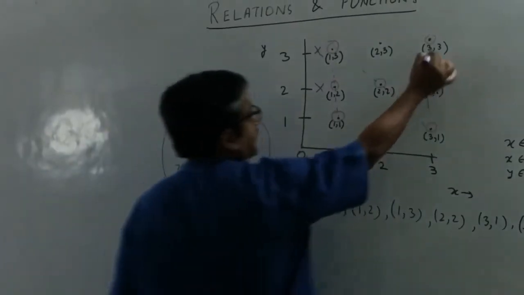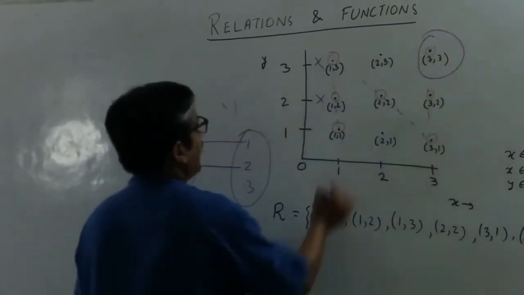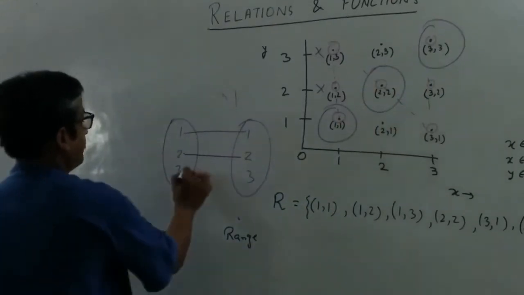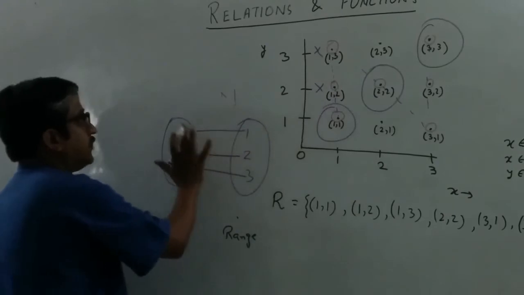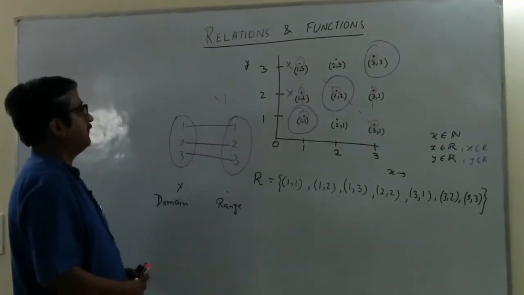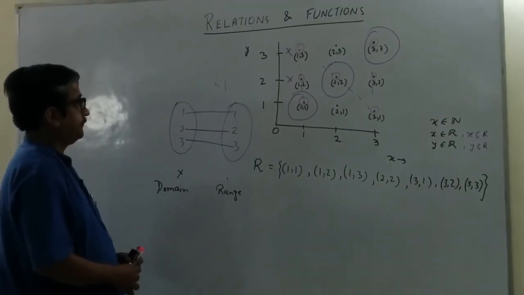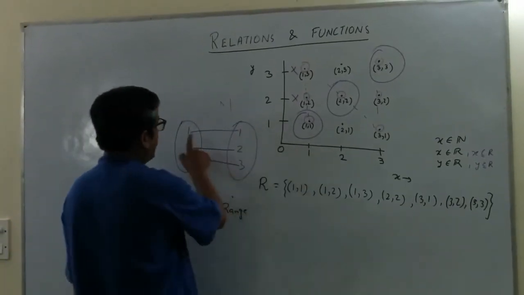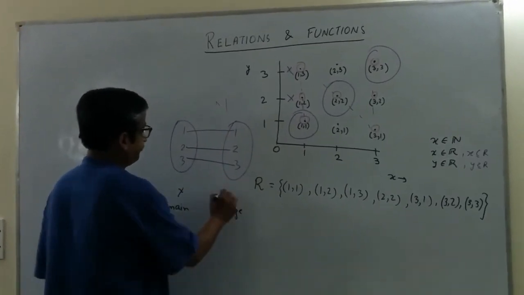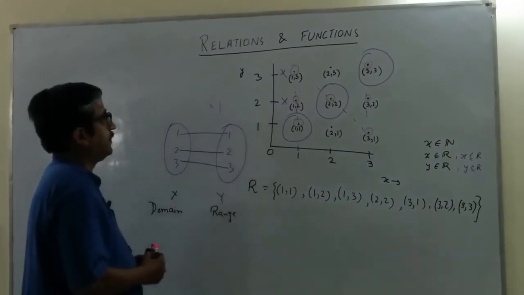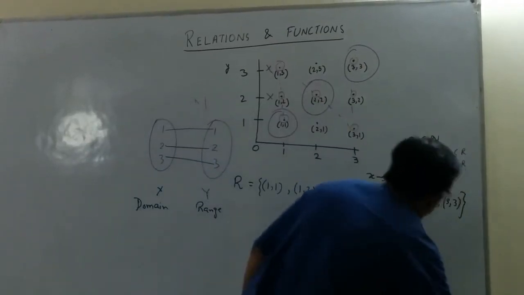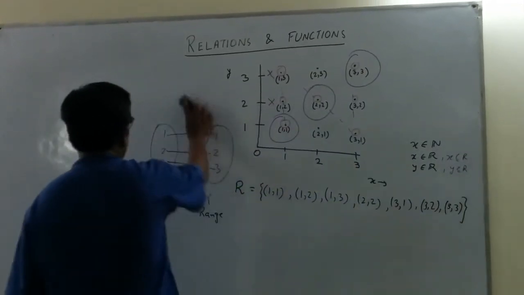So if I choose this, and if I choose this, and if I choose this, which is represented over here, then this can form a function, because as you see, for a given value of x, there is only one value of y. So far, I hope you have understood the meaning of relation and function.